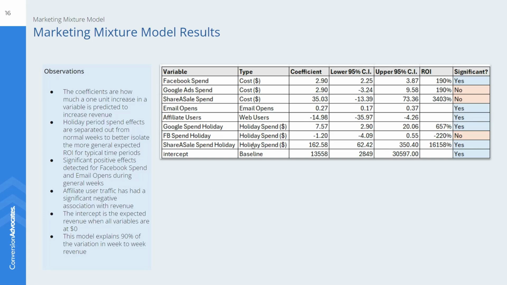And then there's always going to be the baseline spend. So if all variables are zero, some users are still going to be coming to your website. So this is telling us what's that average amount we would expect if all marketing channels were at zero.